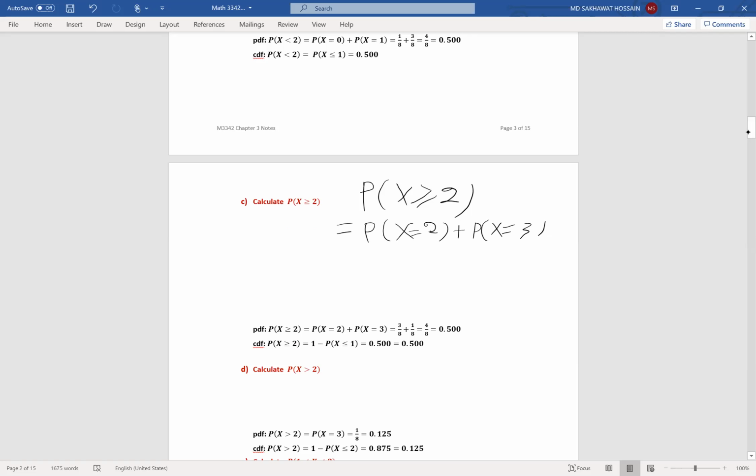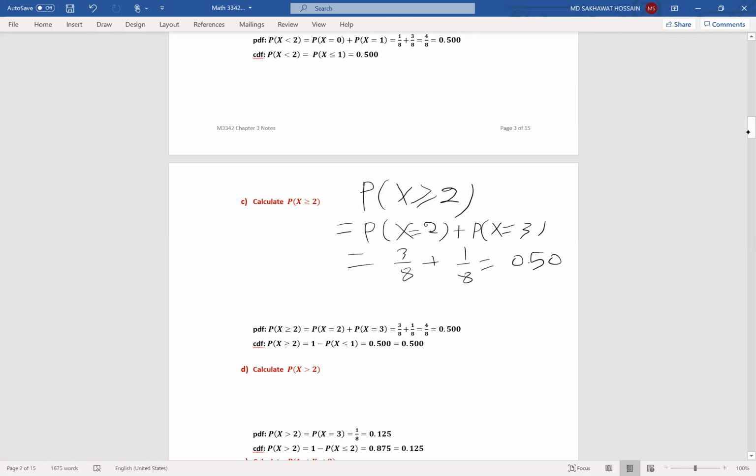So in this case, we have only these two probabilities. If you add them together, this one from the table is 3 over 8 plus this one is 1 over 8. So this is 0.50.